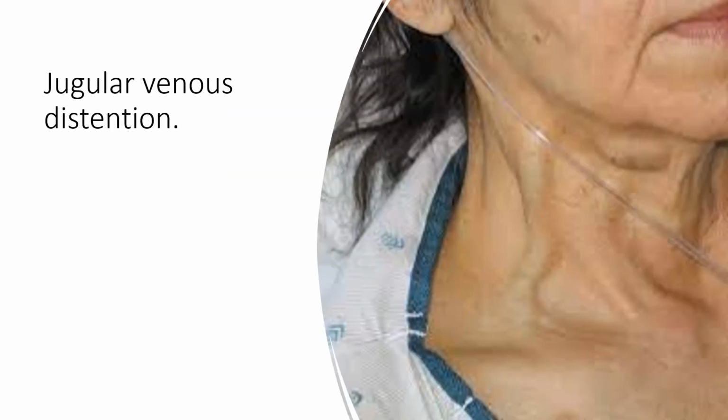We look for something called jugular venous distension, or distension of the neck veins, specifically the jugular vein. If the neck veins are visible, particularly with them sitting in the upright position, it almost always means that they have too much fluid inside of their blood vessels.